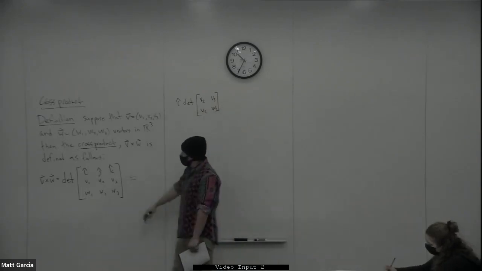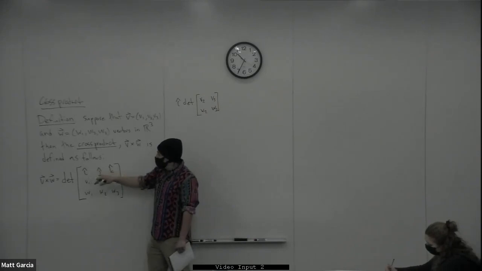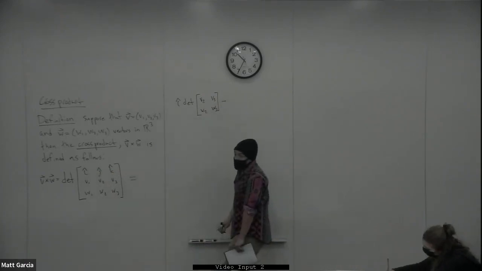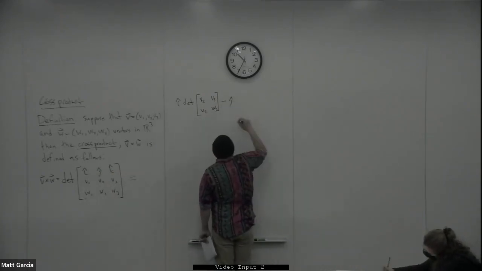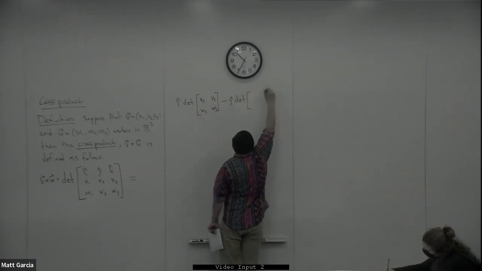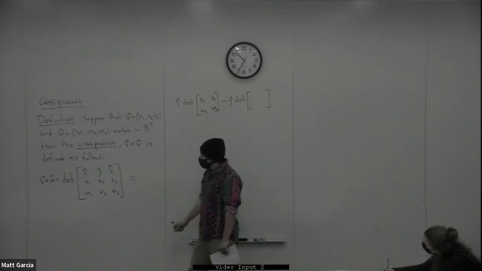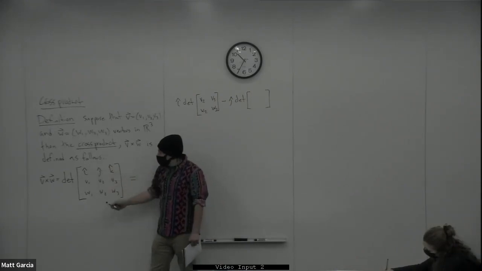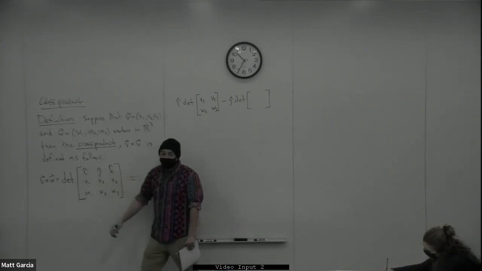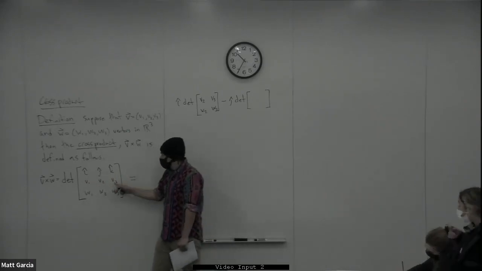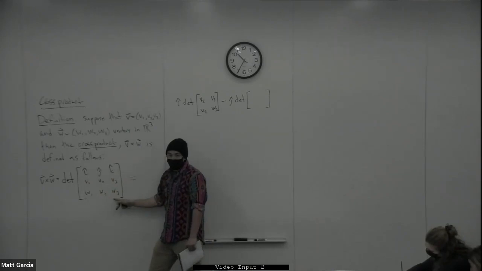Now I stay in the top row and I move down to the second entry of the top row. And this time I subtract J hat times the following 2 by 2 determinant. I do the same thing here. I eliminate the column that this entry is in, this J hat, and the row. And I'm left with a 2 by 2 matrix, the entries of which are V1, V3, W1, W3.